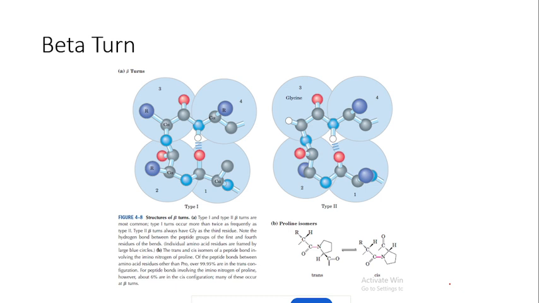Okay, so next we will go to beta turn. Beta turn is they will connect to alpha helix or to beta sheet, right? So, for example, here these 4 amino acid residues are beta turn. They are connecting two beta sheets.